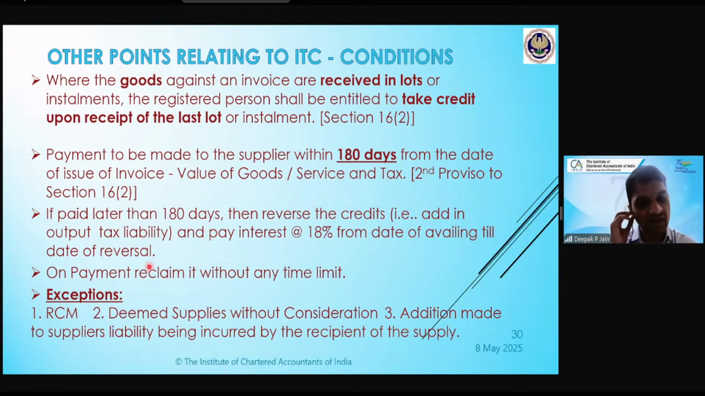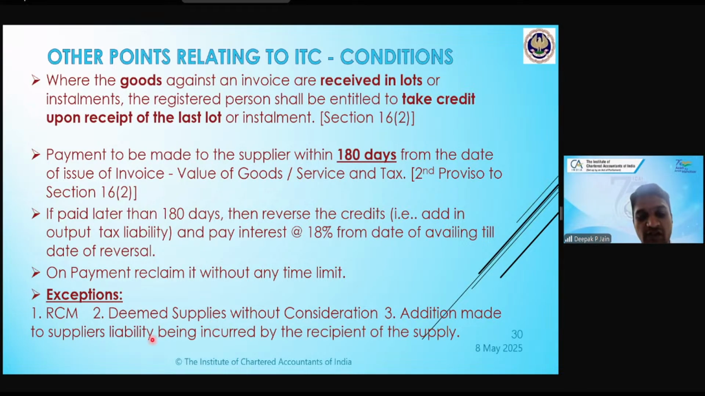Now, in this, there are some exceptions. One is reverse charge mechanism. When you have reverse charge mechanism, you are paying the tax and you yourself are claiming it. So for that the 180 days criteria will not apply. Second is deemed supplies, wherein you are making a supply without consideration, right? So in that you are not paying consideration at all, so the consideration condition will not come.